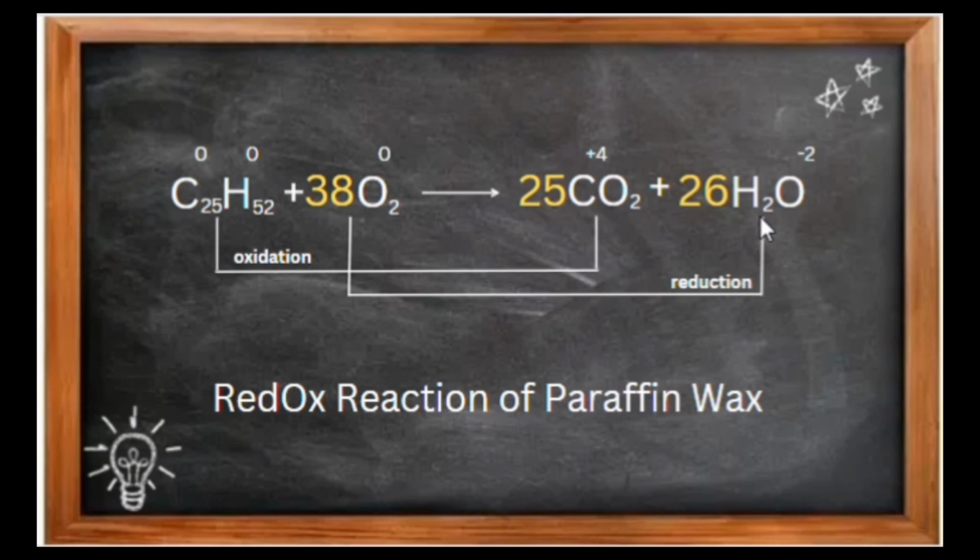Now let's dive deeper into the redox part of this reaction. First, let us balance our chemical equation. In order to balance our carbon atoms, we need to add 25 here in our product. In order also to balance our hydrogen atoms, which is 52 in our reactant, we need to add 26 here in our product. 26 times 2 is 52.